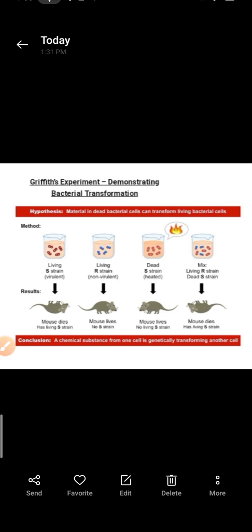Students, today we will read about the transforming principle. As you know, previous discoveries by Gregor Mendel, Walter Sutton, Thomas Hunt Morgan and numerous other scientists had narrowed the search to the chromosome, located in the nucleus. But the question remains the same: what is the genetic material? Till that time, no one was able to give the answer about the genetic material.